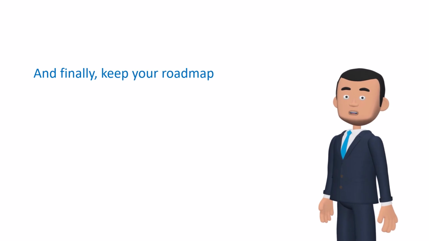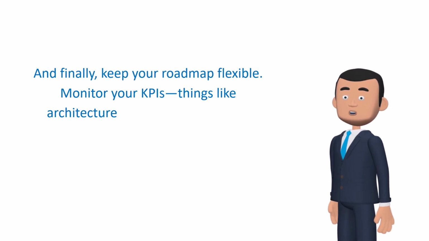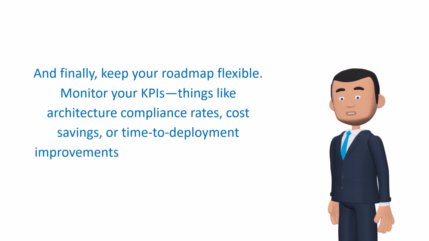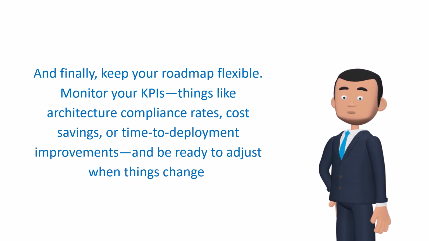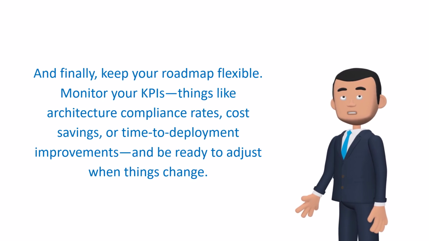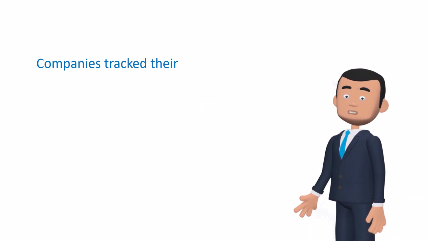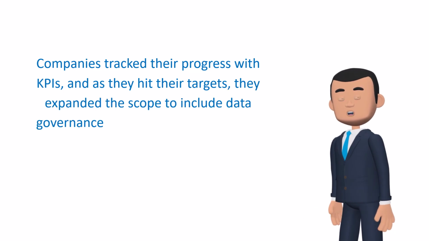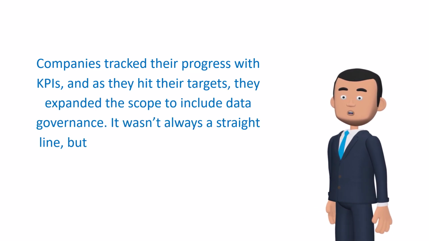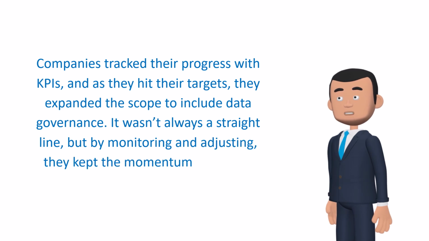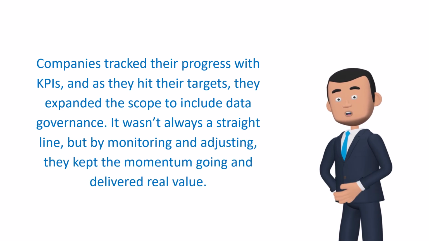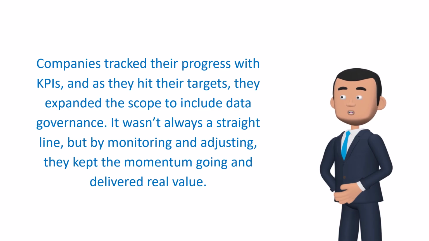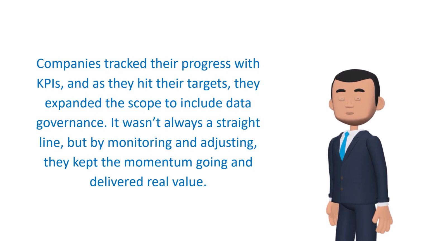And finally, keep your roadmap flexible. Monitor your KPIs, things like architecture compliance rates, cost savings, or time to deployment improvements, and be ready to adjust when things change. Companies tracked their progress with KPIs, and as they hit their targets, they expanded the scope to include data governance. It wasn't always a straight line, but by monitoring and adjusting, they kept the momentum going and delivered real value.